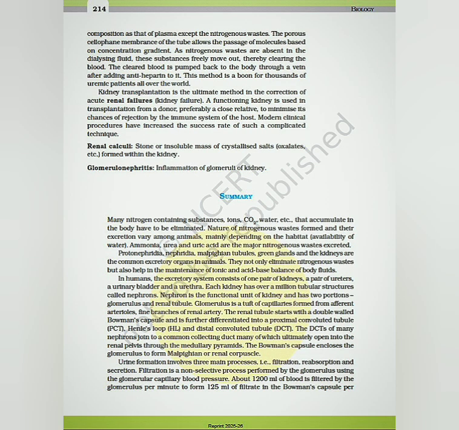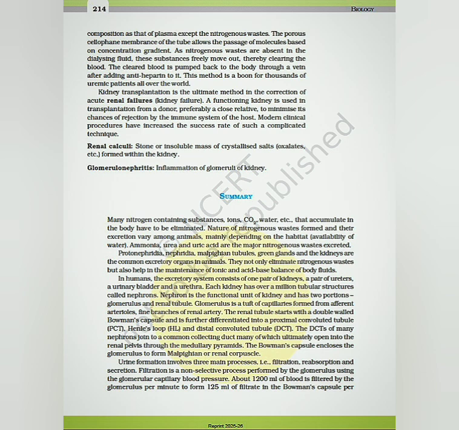The distal convoluted tubules of many nephrons join to a common collecting duct, many of which ultimately open into the renal pelvis through the medullary pyramid. The Bowman's capsule encloses the glomerulus to form the Malpighian or renal corpuscle. Urine formation involves three main processes, that is filtration, reabsorption, and secretion.